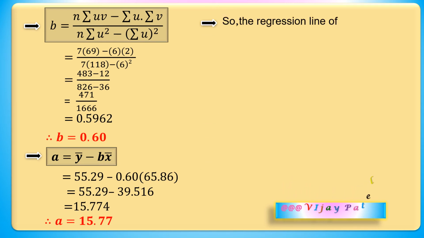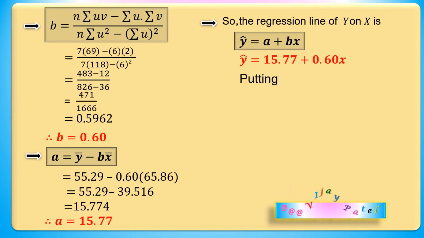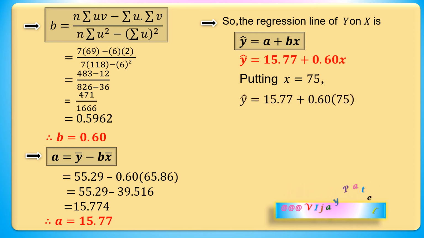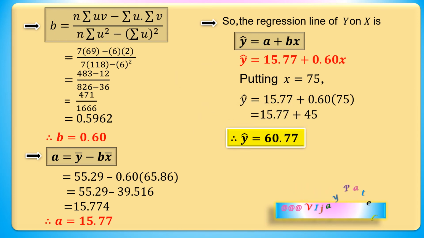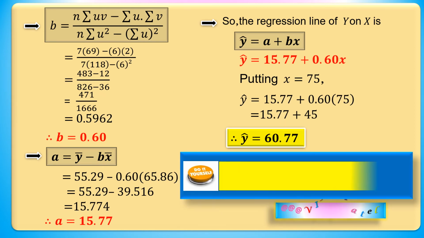So, the regression line of y on x is y cap is equal to a plus bx. By putting values of a and b in this equation, we will get y cap is equal to 15.77 plus 0.60x. Now by putting x is equal to 75, y cap is equal to 15.77 plus 0.60 into 75. So 15.77 plus 45. Therefore, y cap is equal to 60.77. Now, homework. Do it yourself.